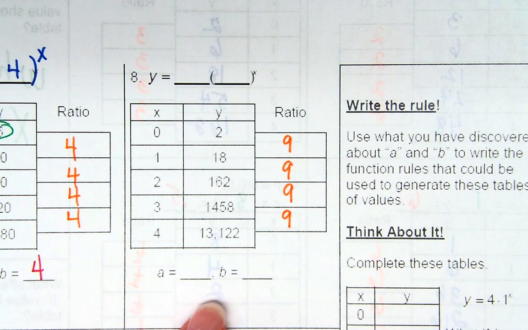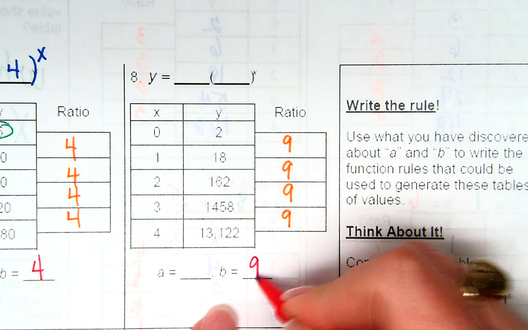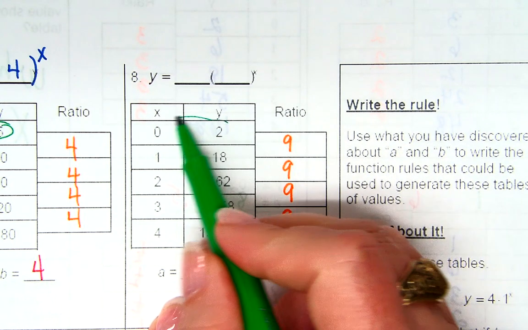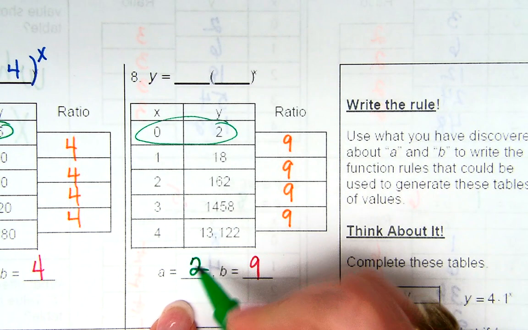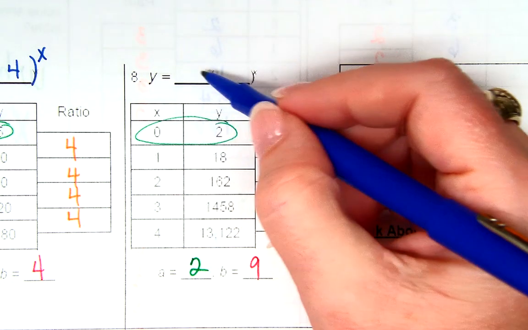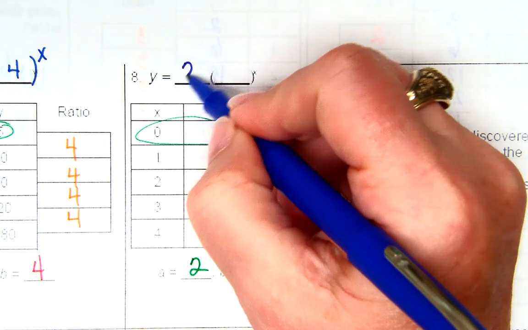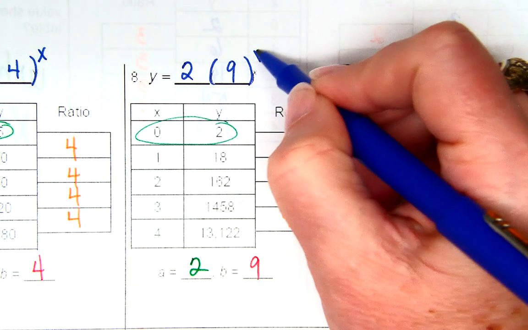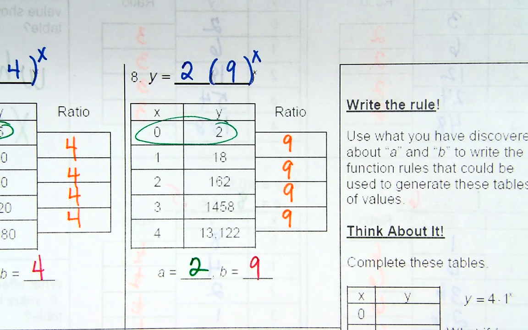Okay, so what is B then? 9. And what is A? 2. And how do you know that? Right there. So, Abby, what's the equation? To the x power, right? Excellent.